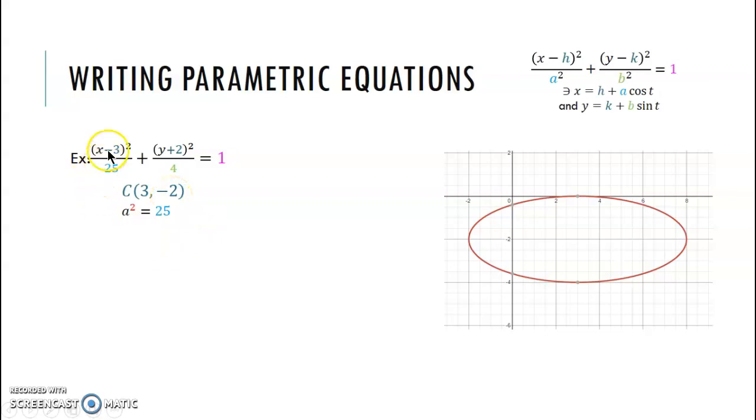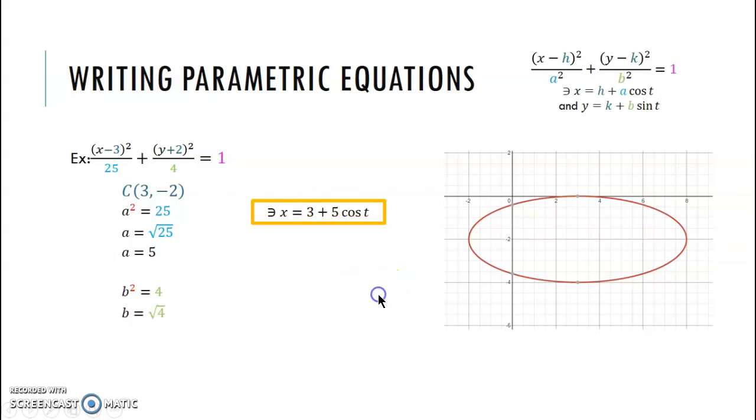And then if we go ahead and we solve for our a and our b, okay, a squared is equal to 25, square root, a is equal to 5. Okay, which gives me my h and my a for my x equation. H is 3, a is 5, so we'll have x is equal to 3 plus 5 cosine of t. Make sure you plug things in the correct spots. Okay, we add h, we multiply the a.